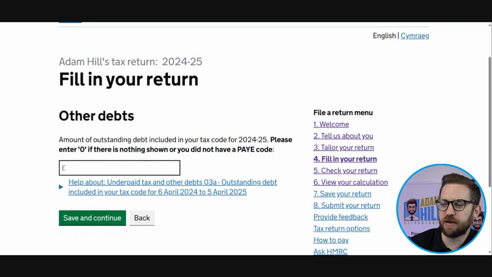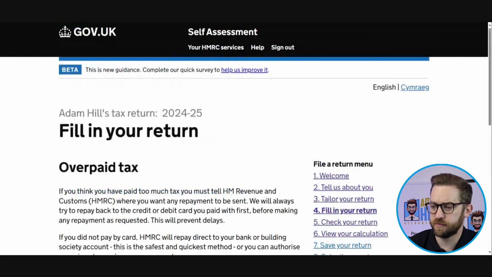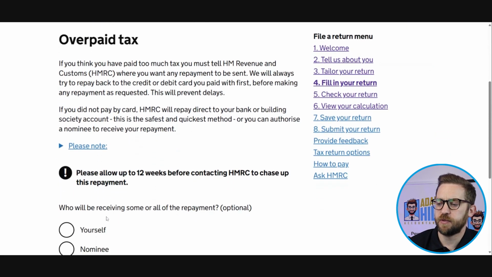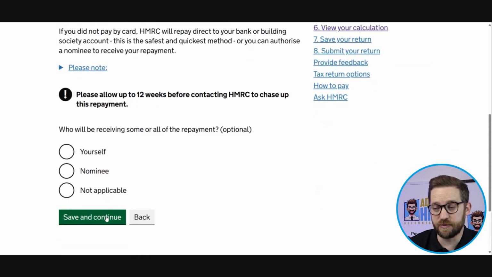And then amount of outstanding debt included in your tax code for 24-25. This one, if you don't owe anything, then you just put a 0 in that box. If you're then due a refund, you can provide details of where you want that refund to go, so bank account details. In my case, I won't be due a refund, so I'll tick not applicable. I'll have a liability to pay across to HMRC.